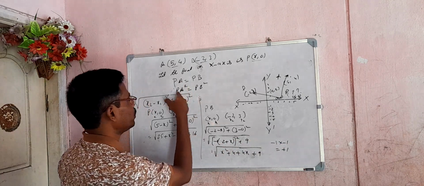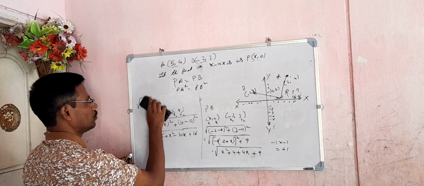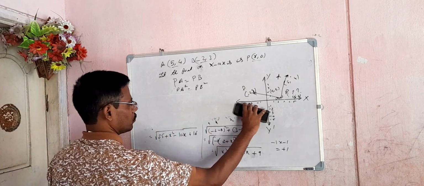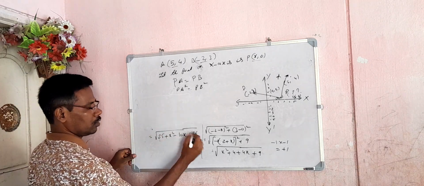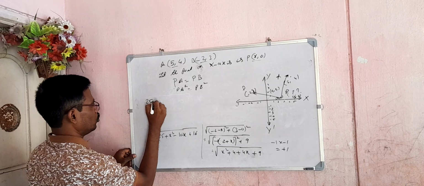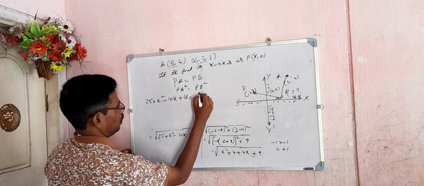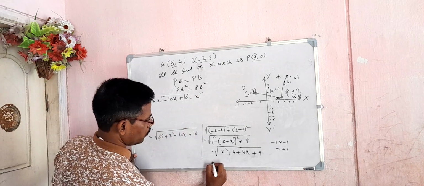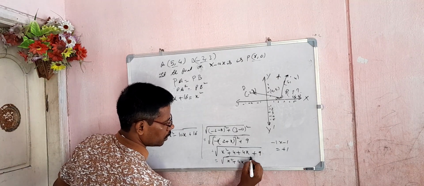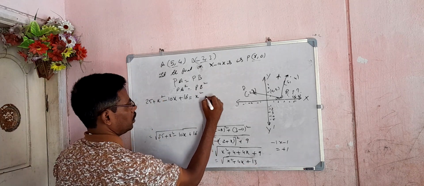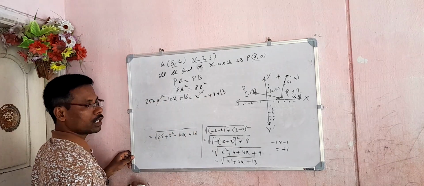So again what is given, PA square is equal to PB square. Equate both. So here squaring, the square root will be removed. So 25 plus x square minus 10x plus 16 is equal to x square plus 4x plus 9 plus 4, that is 13. x square plus 4x plus 13. So here x square gets cancelled.